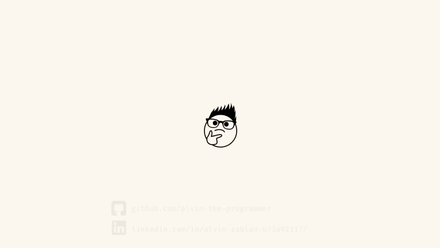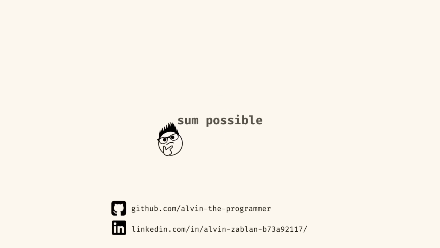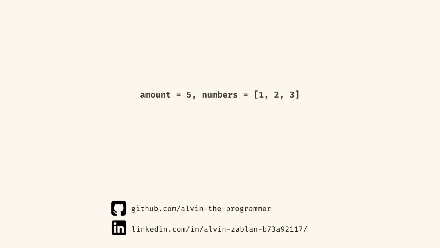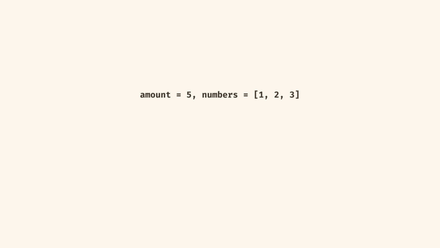Hey programmers, Alvin here. Right now, let's go over the approach for this sum possible problem. So in this problem, we want to take in two arguments. We're going to be given an amount as well as an array filled with numbers. What we want to do is return true or false, indicating whether or not we can use some numbers of the array to generate the amount by adding them together.